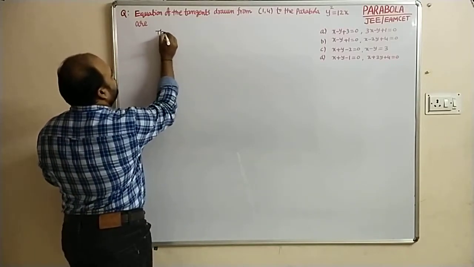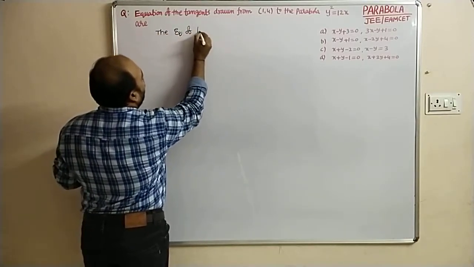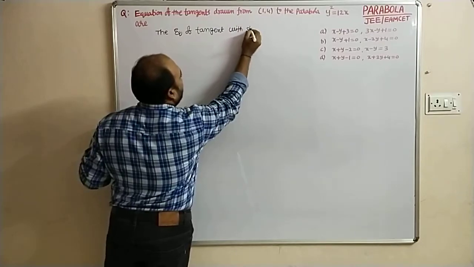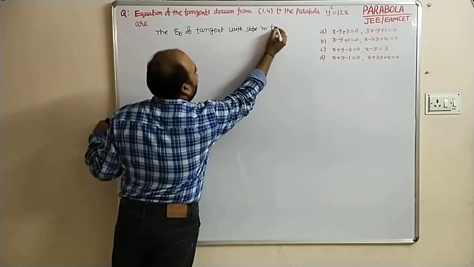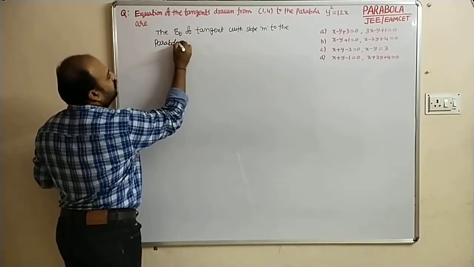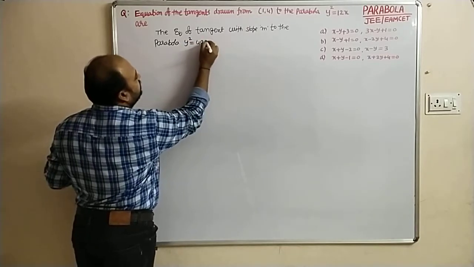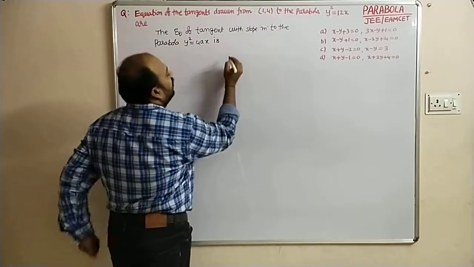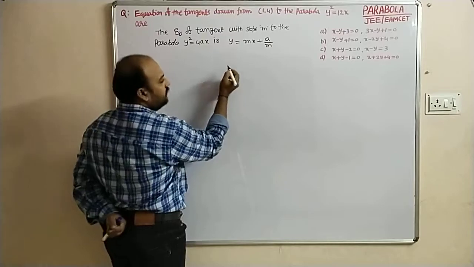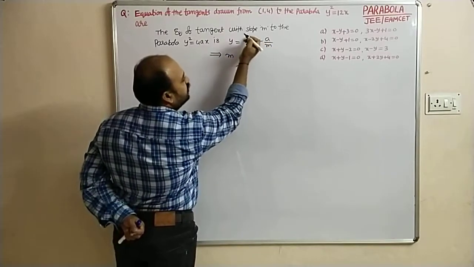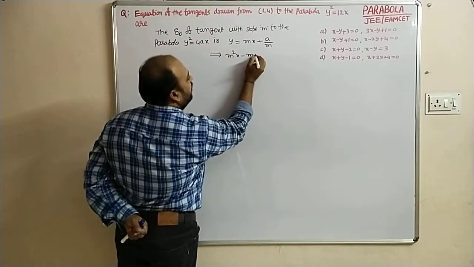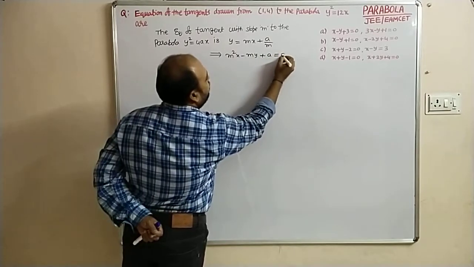The equation of tangent with slope m to the parabola y square equal to 4ax is y is equal to mx plus a by m. If you simplify, you will get m into y equal to m square x plus a, taking the LCM. If you take my to this side, we get m square x minus my plus a equal to 0.